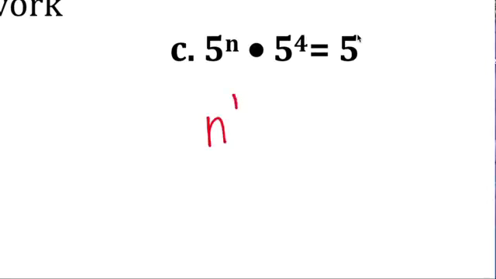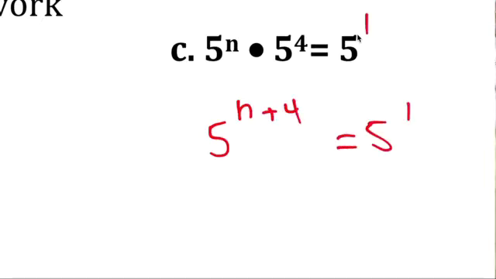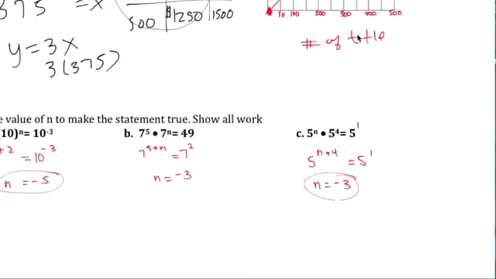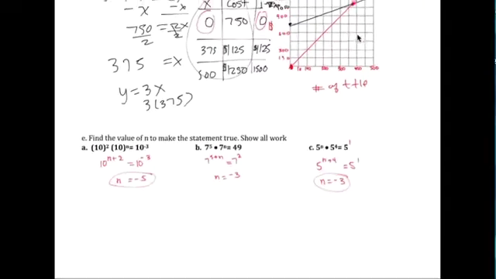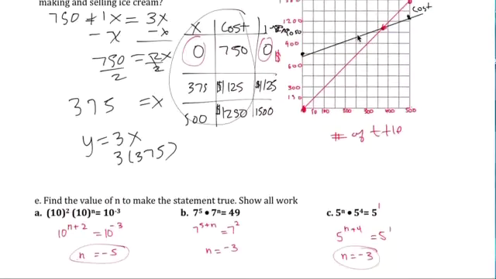So 5 to the n power, add 4, has to equal 5 to the 1 power. So in order to get 1 power, n has to be a negative 3. Okay, that's how you do those. That's an easy one, I hope, for you guys.